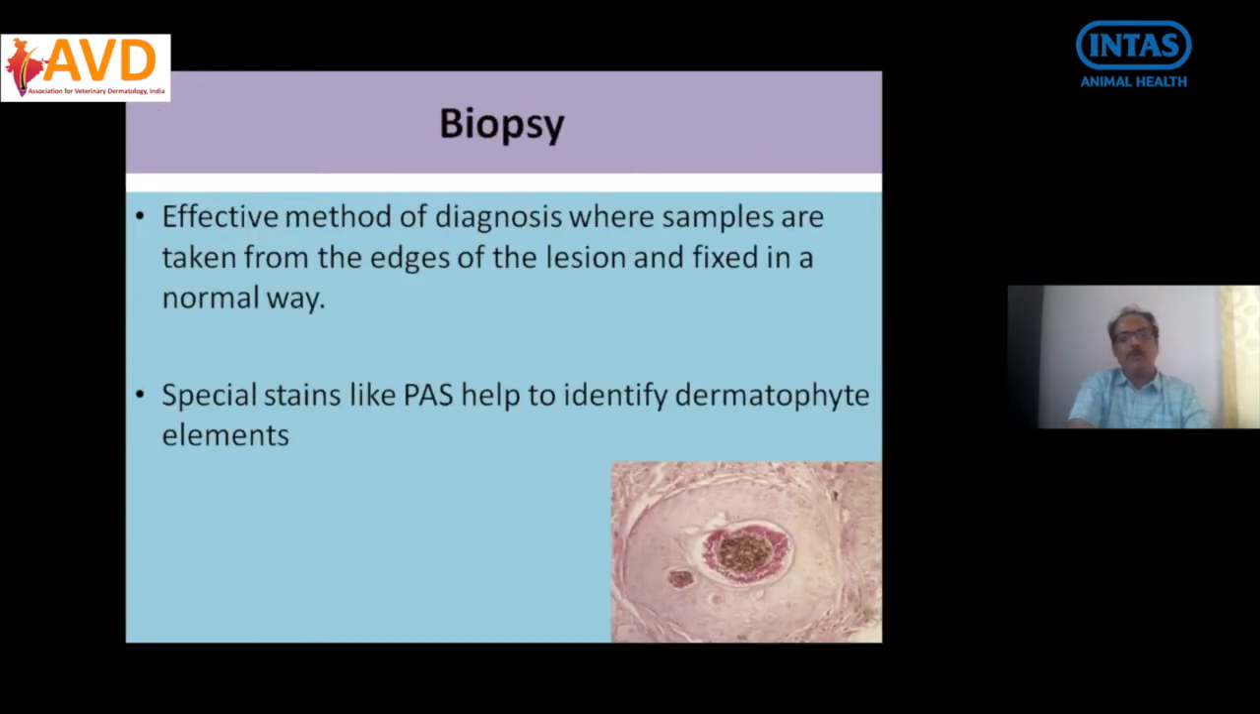Then biopsy can also be employed for a certain type of lesions, as I earlier told, like kerions and other things. You can go for a biopsy, and special stains like periodic acid Schiff stain can be used to identify the dermatophyte elements. So biopsy can also be rarely employed for the diagnosis.